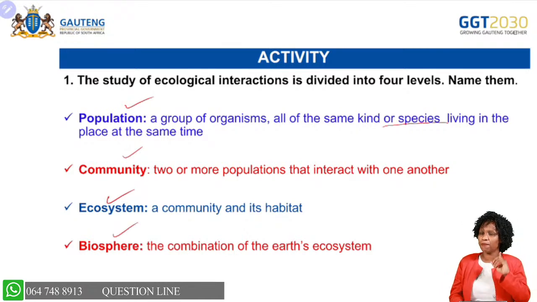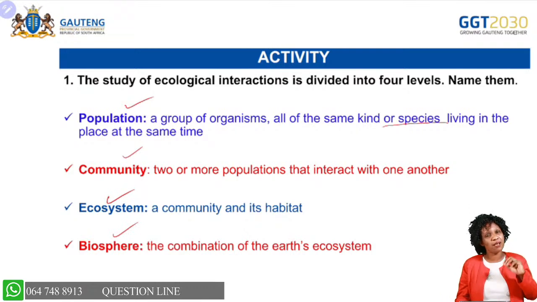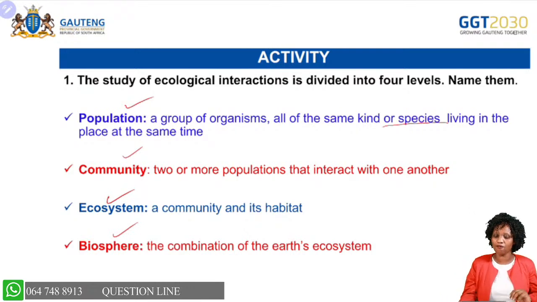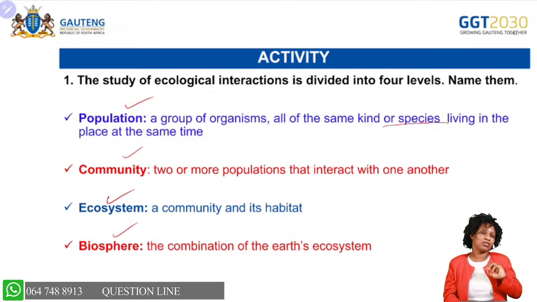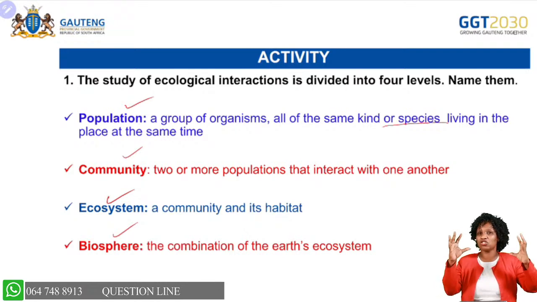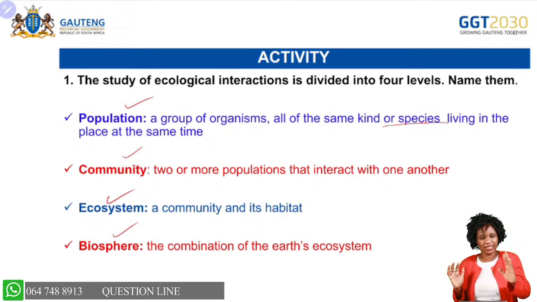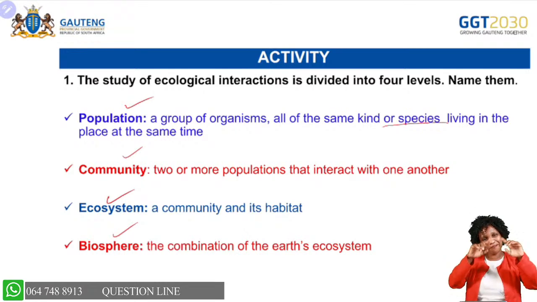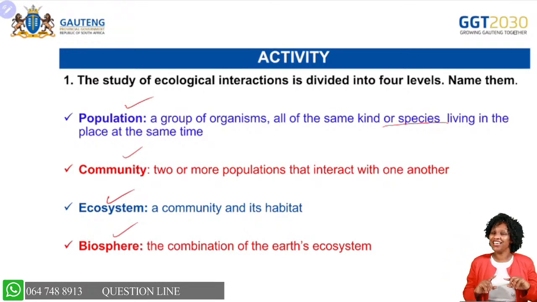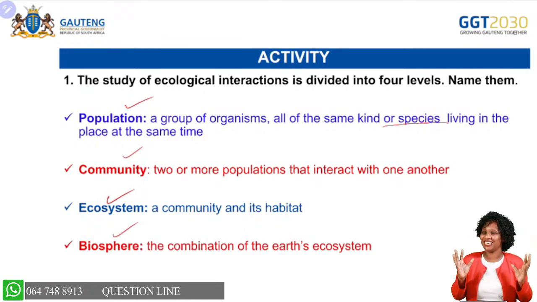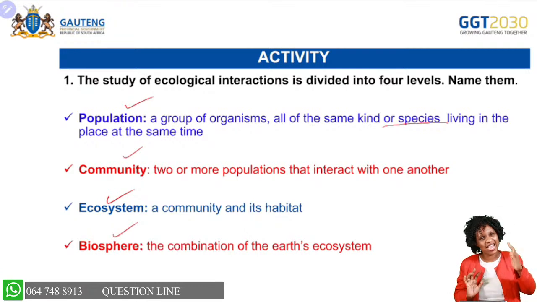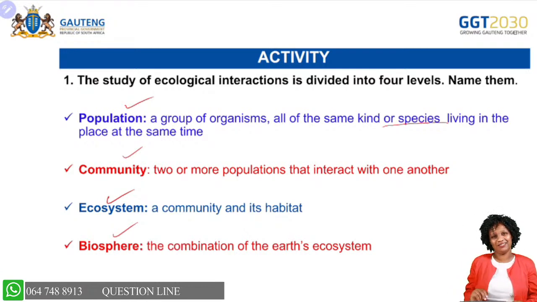When we are talking about the biosphere, we've said a biosphere is a combination of the Earth's ecosystems. That is a biosphere. For example, on Earth, we've got different ecosystems. Remember, the Earth is round and we are living on the crust, on the outside. And then we've got different ecosystems.